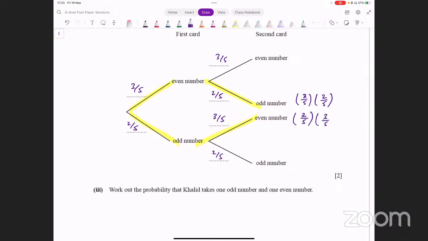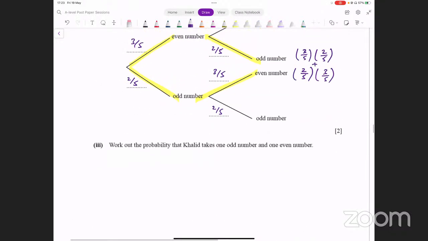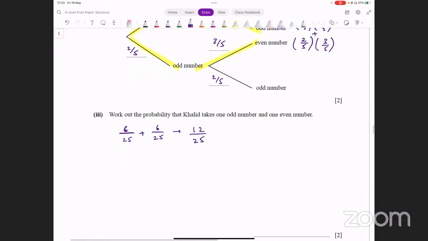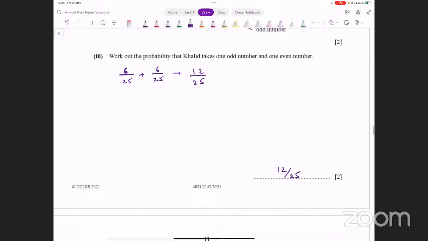Now, since it could be any one of these two cases, इन दोनों को add कर लेंगे. ठीक है? Now, what is that going to be? 3 into 2 is 6, 6/25 plus 6/25, and that gives me 12/25. That's the probability that we have. Okay, that's our final answer. All right, that was part 3 of this. Let's move on to the next one.